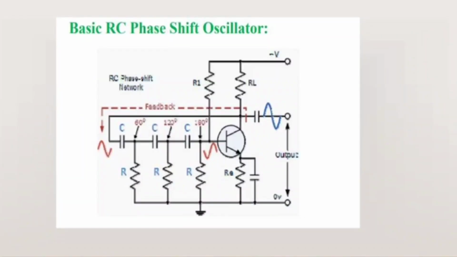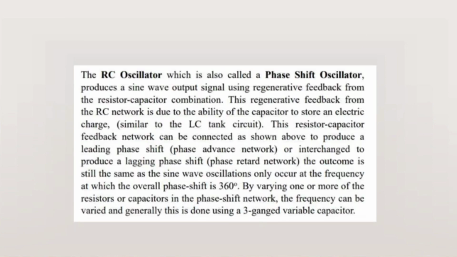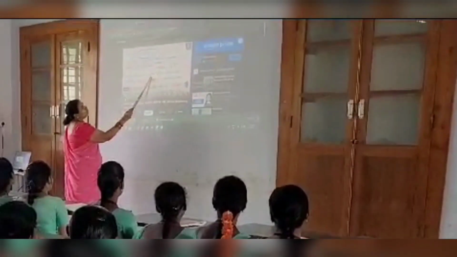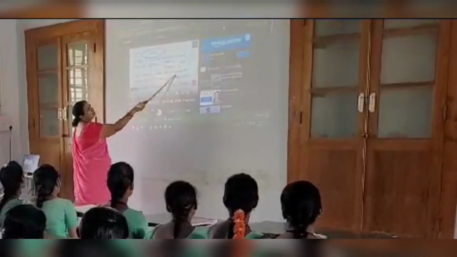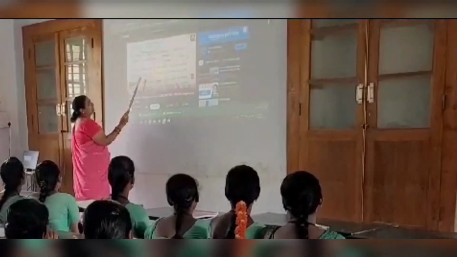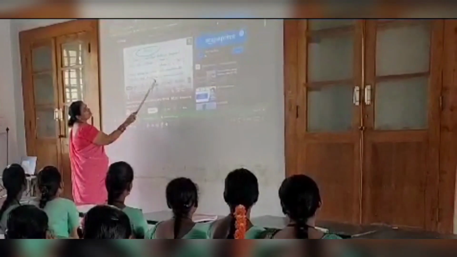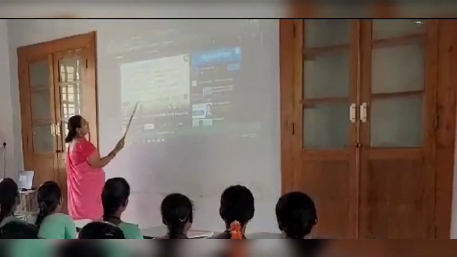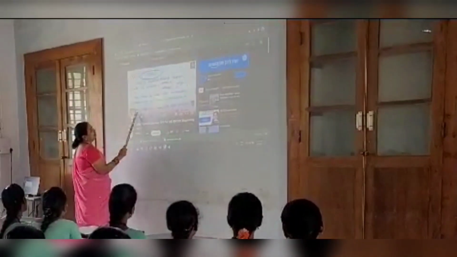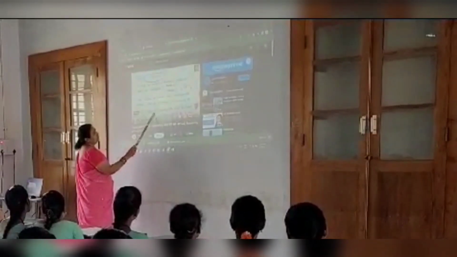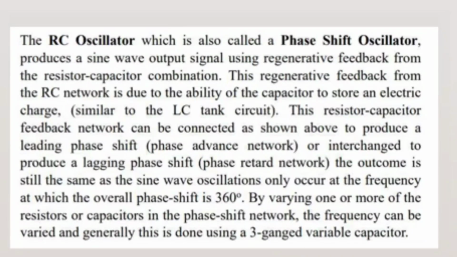Basic RC phase shift oscillator circuit is shown here. The RC phase shift network is in the dotted line. The RC oscillator, which is also called a phase shift oscillator, produces a sine wave output signal using regenerative feedback from the resistor capacitor combination. This regenerative feedback from the RC network is due to the ability of the capacitor to store an electric charge, similar to the LC tank circuit.